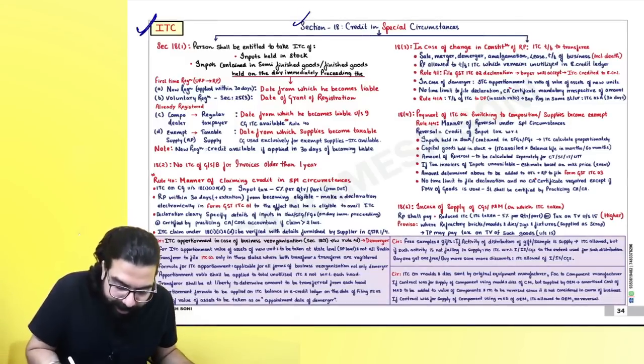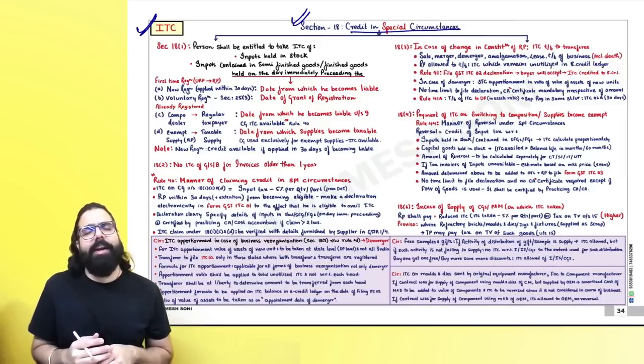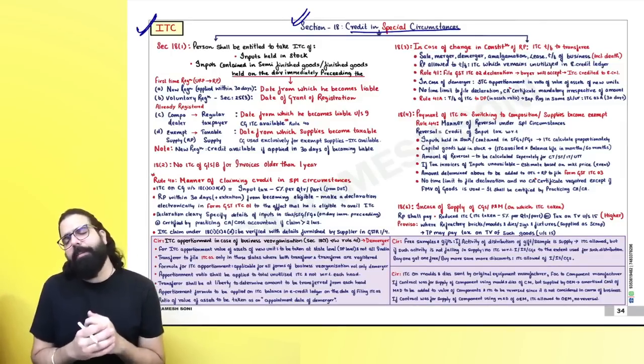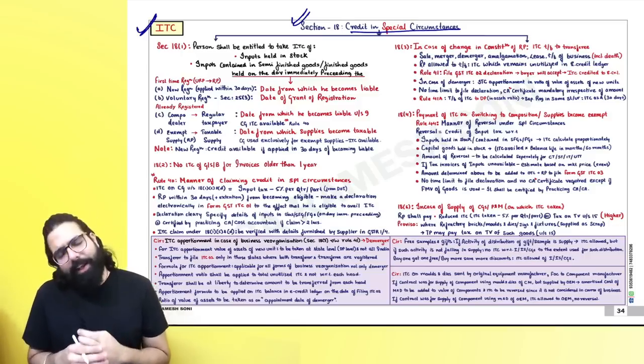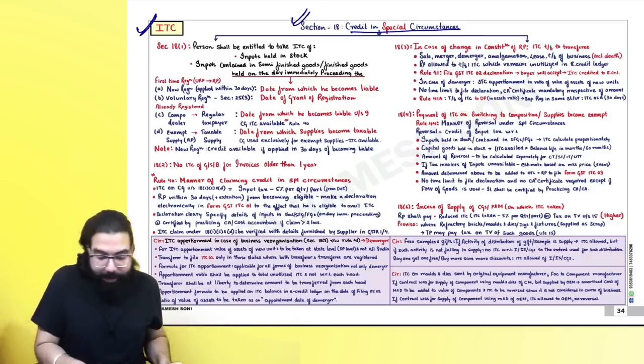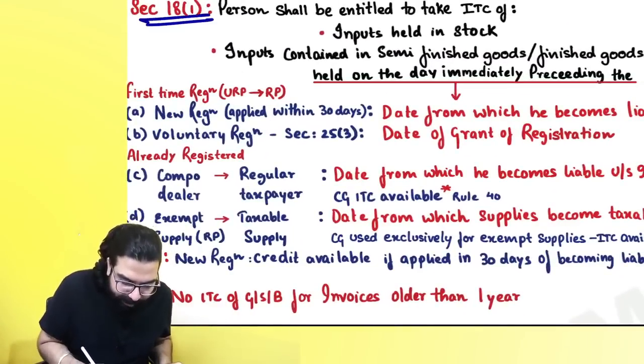Chalo, section number 18, special circumstances when credit will be given. Section number 18 has sub-sections 18.1 to 18.6. Section number 18.1 has 4 parts, 18.1 A, B, C, D. Let's understand section number 18.1 A, B, C, D.